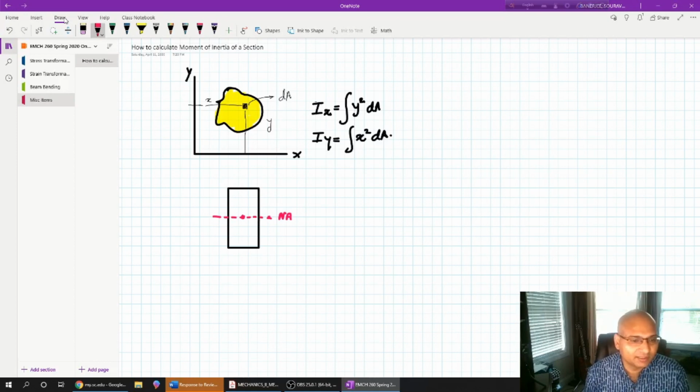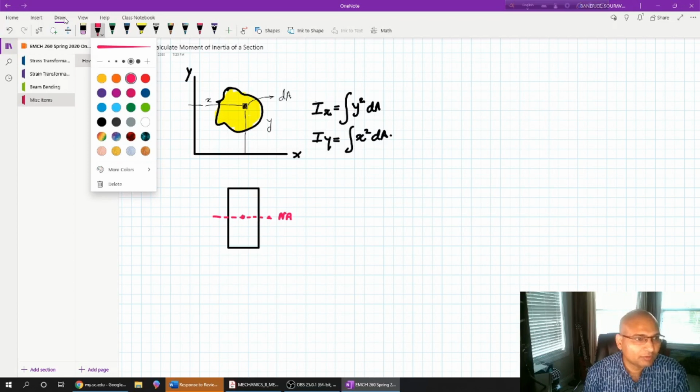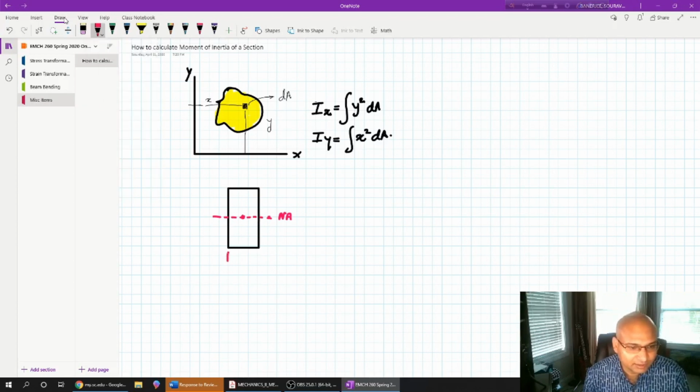Now I am interested in finding the moment of inertia of this rectangular section. I just define the geometrical parameters. Let's say this is b, and this is the height, which is h. Now I would use the same process. I will take a small elementary area here, and we will assume this is the y-axis. This distance is basically dy. Then this small elementary area is nothing but b into dy.